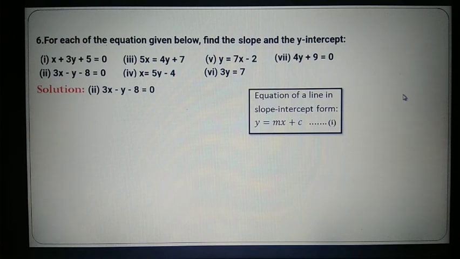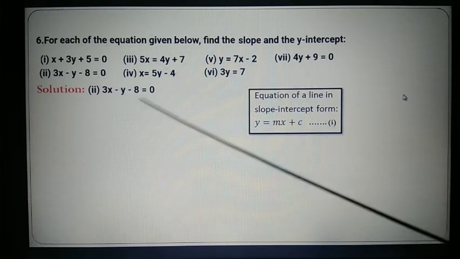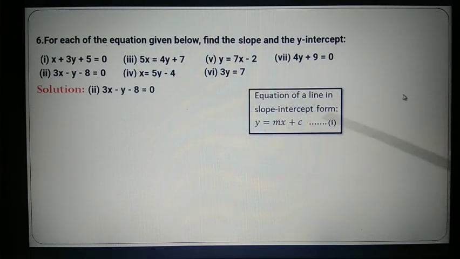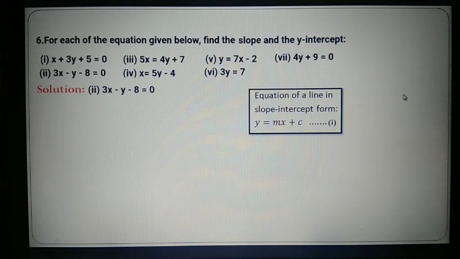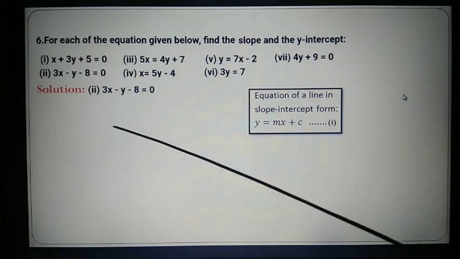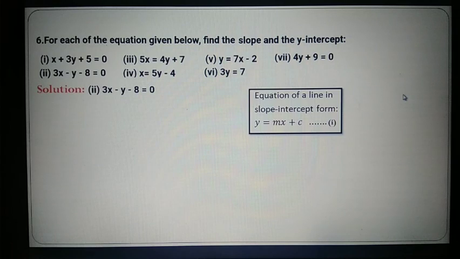Okay, let's go for the other question, that is number 2. So as usual, as I said, you need to write this in the beginning itself. Okay, and we have to reduce this in this format. So I'm going to do the same. I'm going to keep y in the left hand side, others will go to the right hand side.